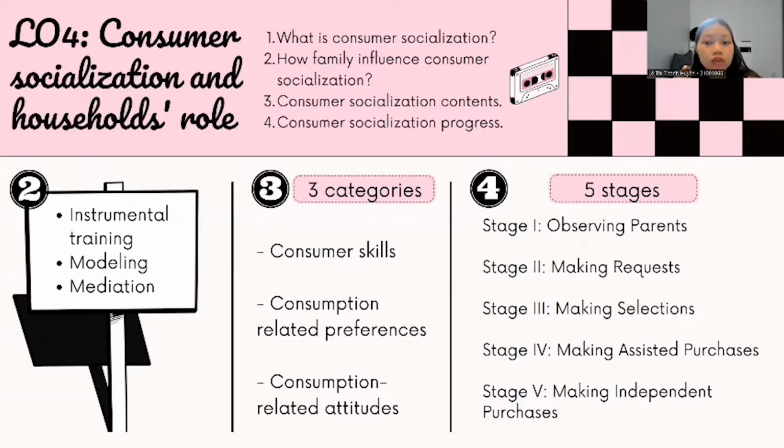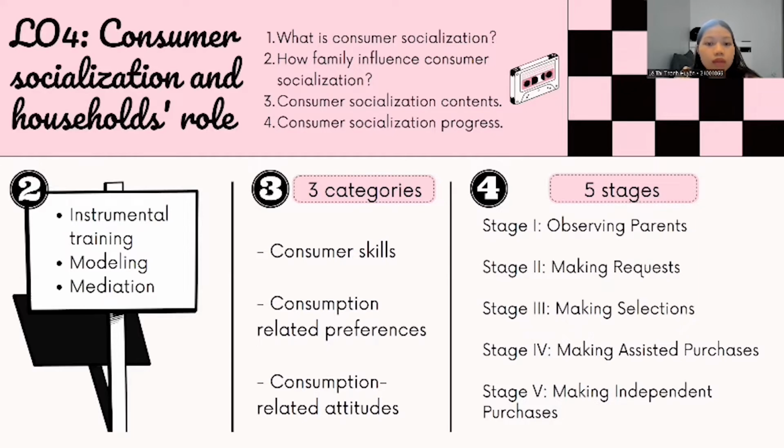Firstly, instrumental training occurs when a parent or sibling specifically and directly attempts to bring about certain responses through reasoning or reinforcement. The next is modeling. This occurs when a child learns appropriate or inappropriate consumption behaviors by observing others. And mediation relates to a parent shaping a child's initial interpretation of, or response to, a marketing or other stimulus.